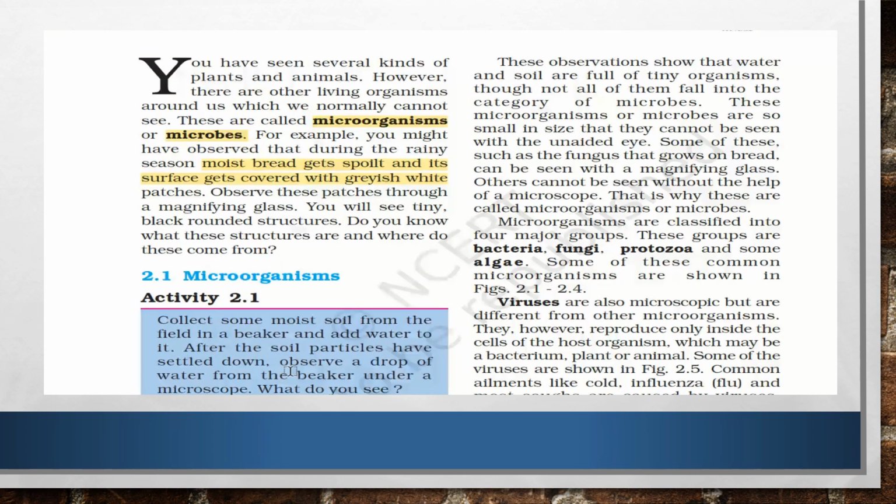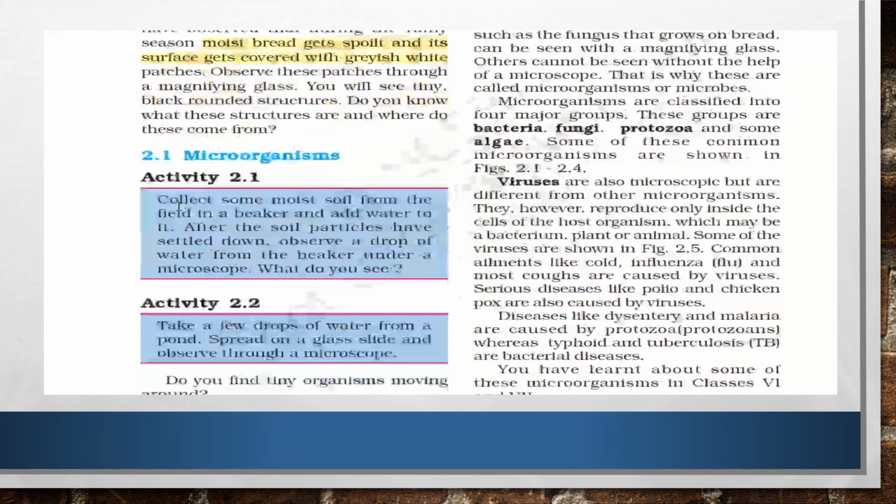Microorganisms are found everywhere. So let us do some activity. Let us collect some moist soil from a field in a beaker and add some water to it. After the soil particles have settled down, we will take one drop of water from the beaker and see it under a microscope. So what do you see? You will see many microscopic organisms or microbes in that water.